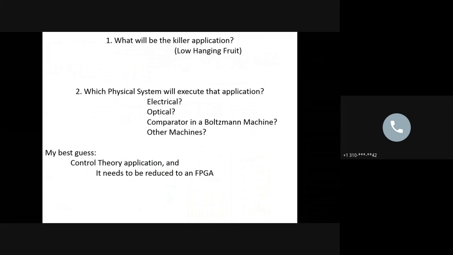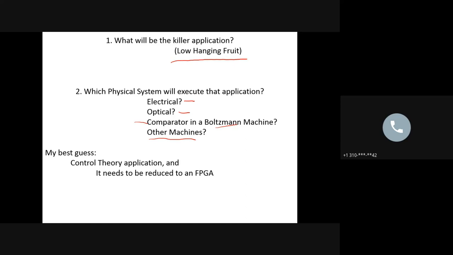So the big question is, where is this going to be used? What's the low-hanging fruit? This is sort of a funding agency talk: where's the best initial application just to demonstrate the system? And once you have that initial application, it'll develop the field so that other applications will come out. Now, there are many physics systems. There's electrical, optical, there's things called comparators, a different type of circuit. It's called a Boltzmann machine. They're all the same. Why get into something complicated if you can do it electrically, and you can scale it as you can with chips and get many degrees of freedom?